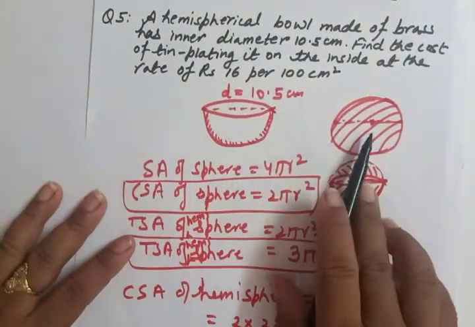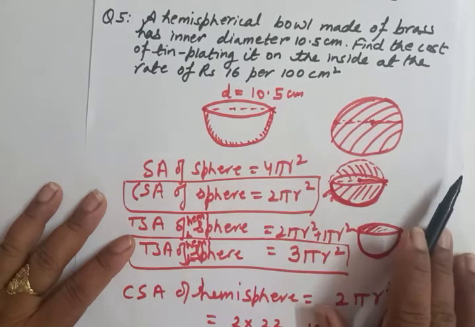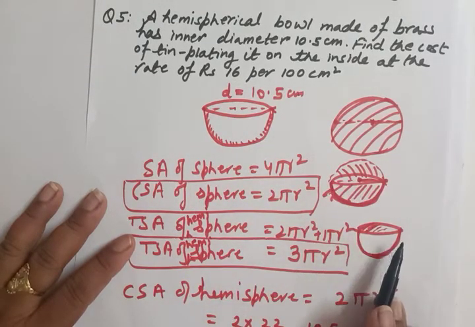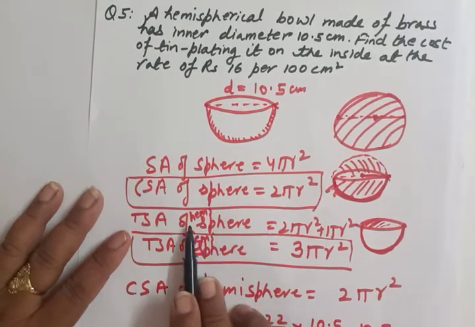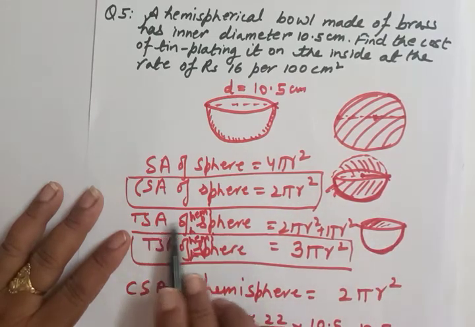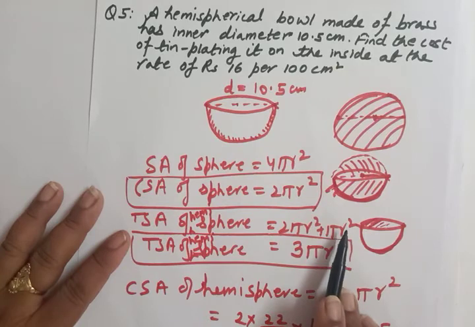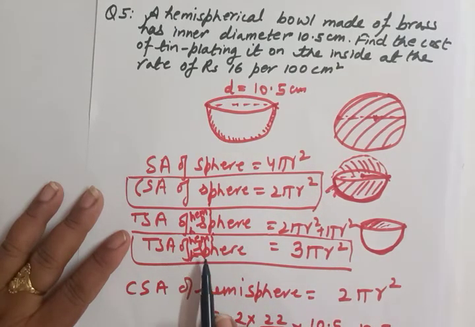See, this is the sphere, whose surface area is 4 pi r square. When we cut from the center in a plane, we get two hemispheres. This is the shape of the hemisphere. The curved surface area of the hemisphere, which I wrote by mistake in sphere, is 2 pi r square. When we use total surface area, we have a circular upper portion surface also, which is of circular shape. That's why we need to add pi r square. So the total surface area of the hemisphere is 3 pi r square.